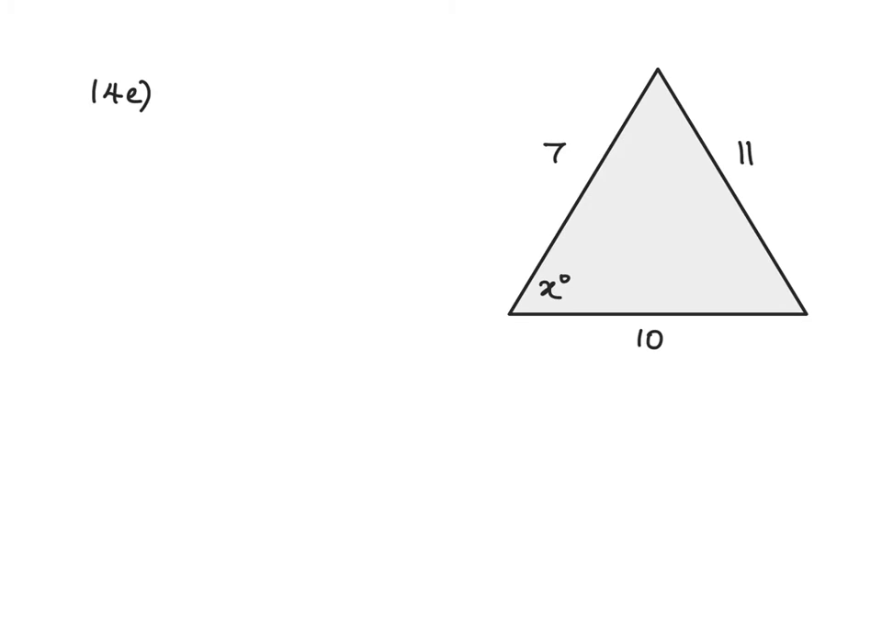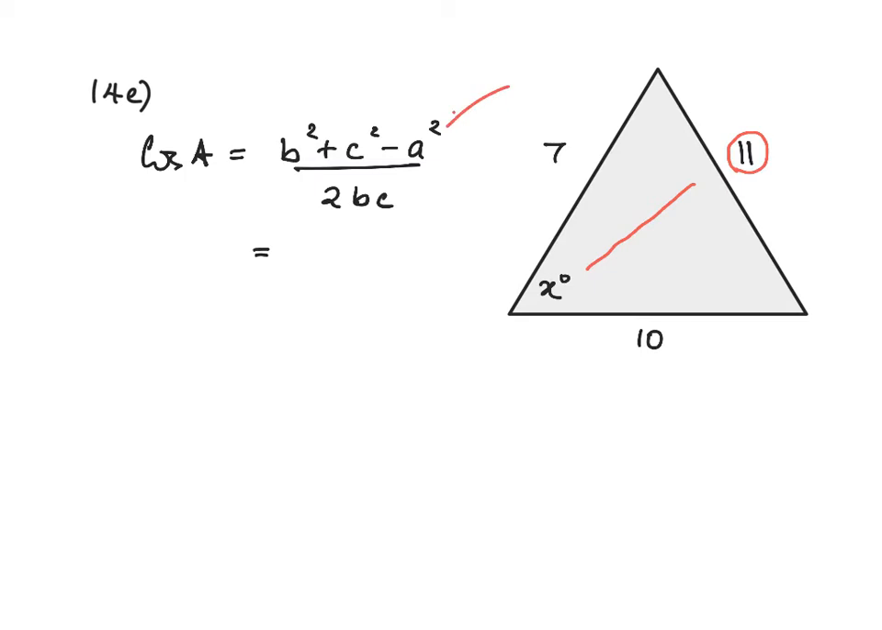This is an example of the cosine rule for an angle. We have three sides and no angle, very distinctive setup. Now, the formula is b squared plus c squared minus a squared over 2bc. It is very important that the side opposite the desired angle goes in this position here, so that 11 must go in last position, can't go anywhere else. 7 squared plus 10 squared minus 11 squared over 2 times 7 times 10.